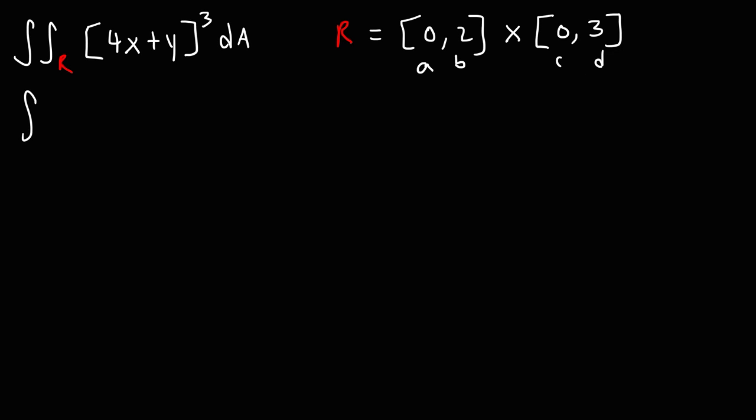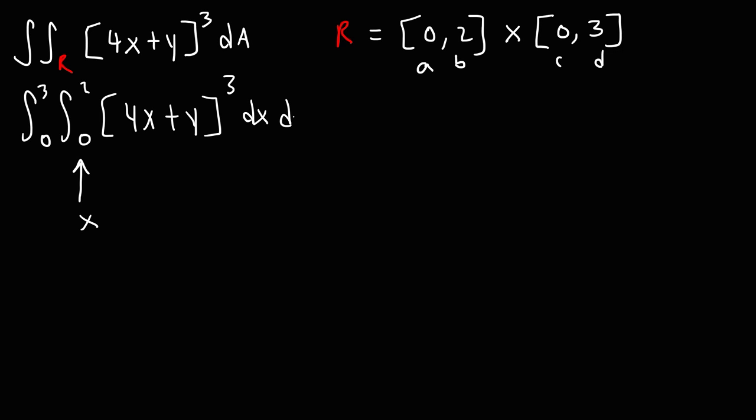So we can write our integral this way. I'm going to start with the y values first. So we have the integral from 0 to 3, and then another integral from 0 to 2 of the expression 4x plus y raised to the third power. Now, because we have the x values here, we need to put dx first and then dy. So keep that in mind.